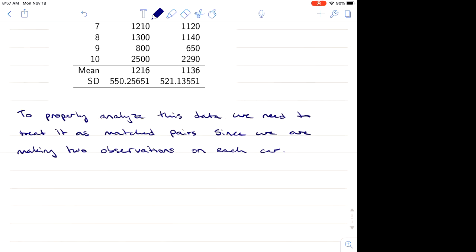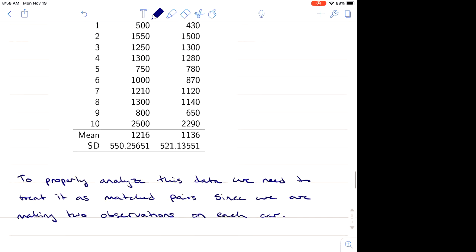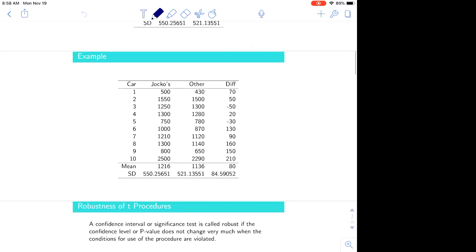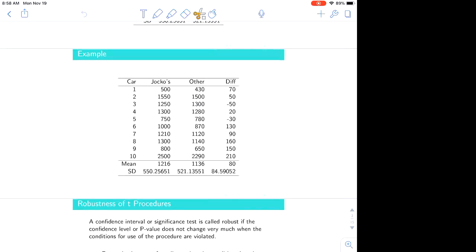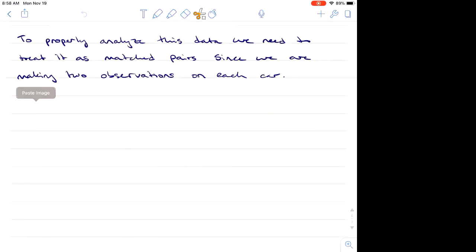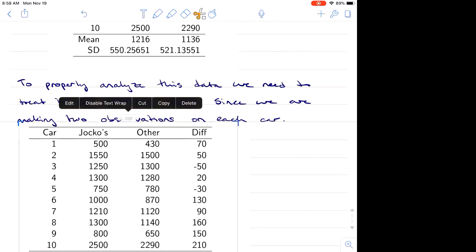So step one is we would calculate the differences. Now, I'm not going to get you to calculate the differences. I'll just give you the differences and the mean of the differences and the standard deviation of the differences. Okay. I'll just steal them here to save some time. So all you really need from this here.